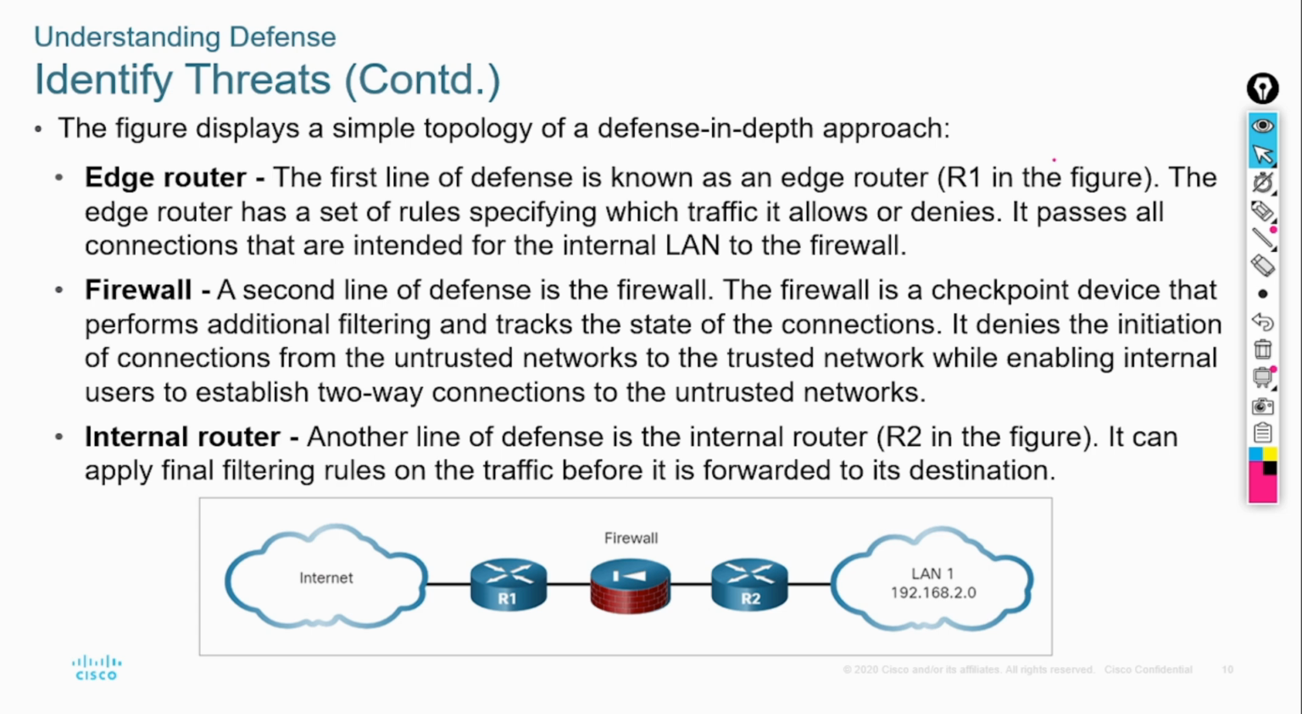And then we also have the internal router, which is another line of defense in the internal network, and that also can apply extra filtering, so it has extra rules. And remember, besides these three, we can also have an intrusion detection system and intrusion prevention system aligned before the firewall, to also check the traffic.